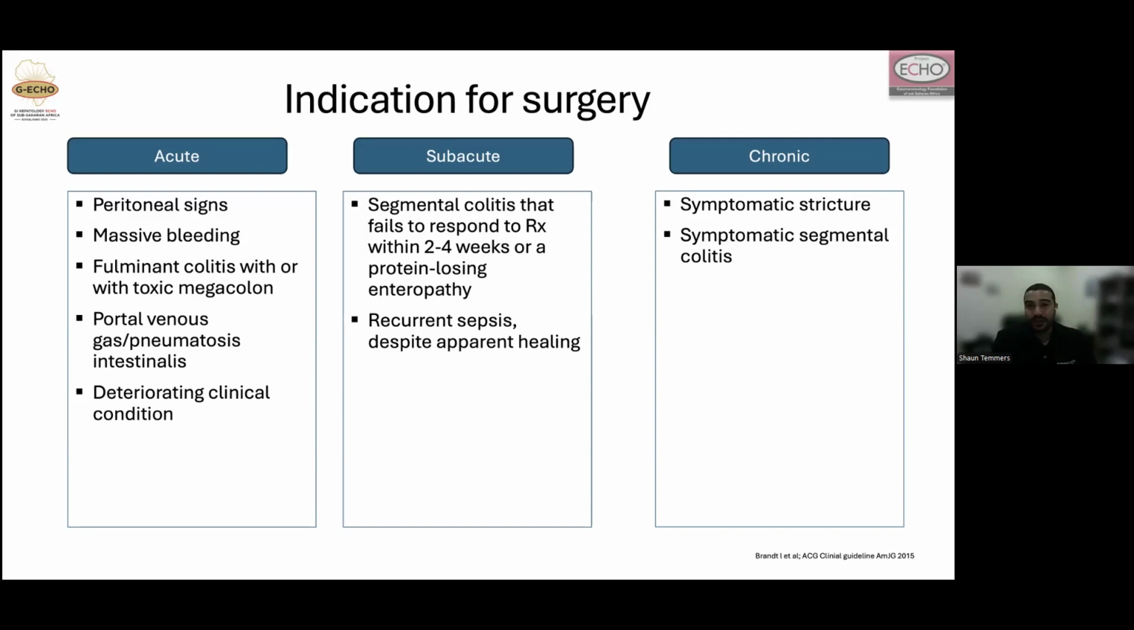A subacute indication is a patient with a segmental colitis that initially responds to therapy, but then fails to respond to maintenance of therapy. They're having this ongoing protein loss from their colon, and they're having recurrent sepsis. That patient is probably a candidate for surgery. And then a chronic indication is if there's transmural injury that heals via stricturing, and the stricturing is not amenable to endoscopic therapy; surgery is required for that.